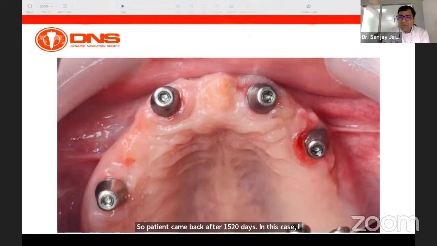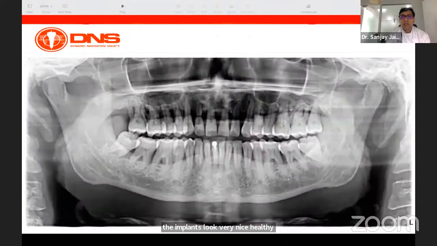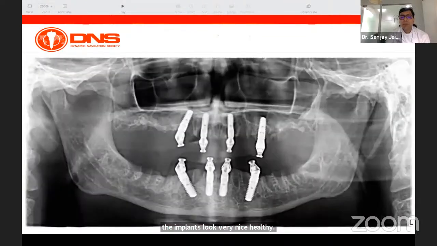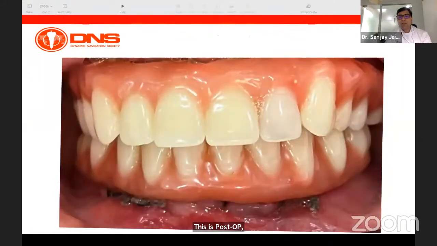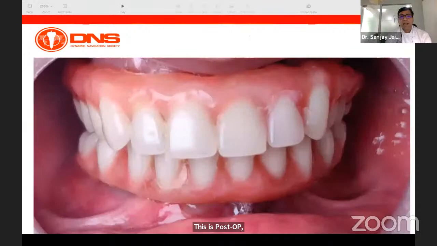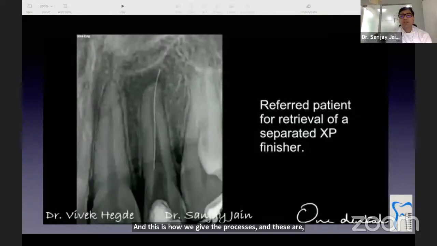So you see a little inflammation on the upper left distal implant. The rest of the implants look very nice and healthy. We went ahead, and this is the lower arch. This is pre-op. This is post-op. And this is how we gave the prosthesis. And these are, mind you, temporary prostheses, which will soon be converted into the final prosthesis.